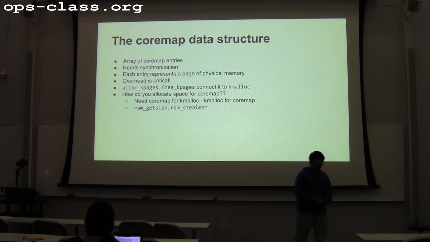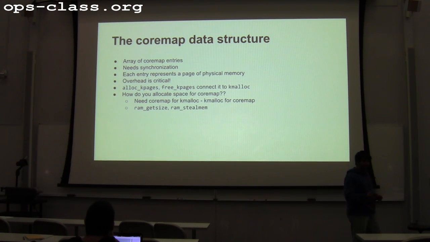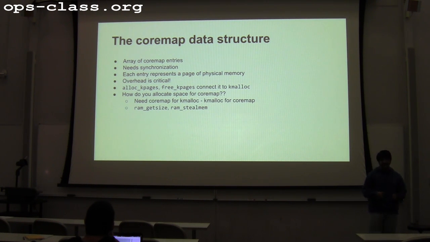And there is a small trick here, right? So how do you allocate space for core map? Until now, the process table was kind of static. The file table was being kmalloc. But to kmalloc, you need the core map. And to have a core map, you potentially need kmalloc. So we look at how to solve that problem as well. The hint is there are two functions called ram getSize and ram stealmem, which help you to solve that problem.